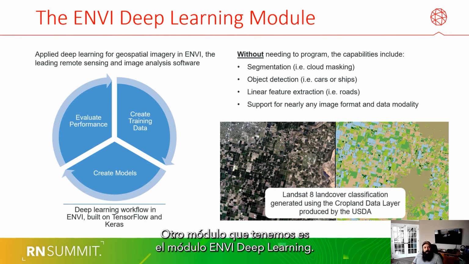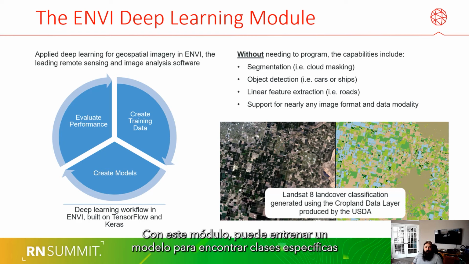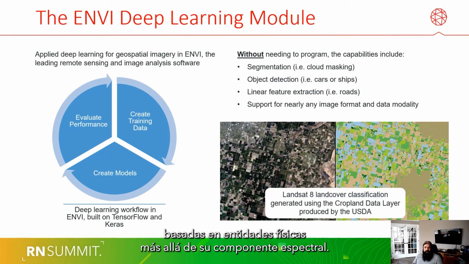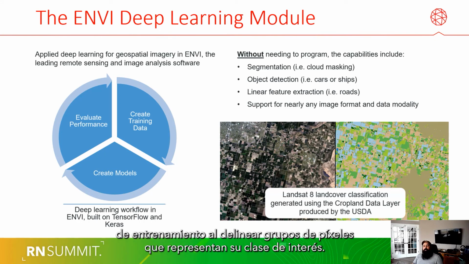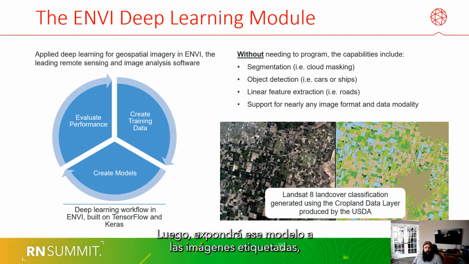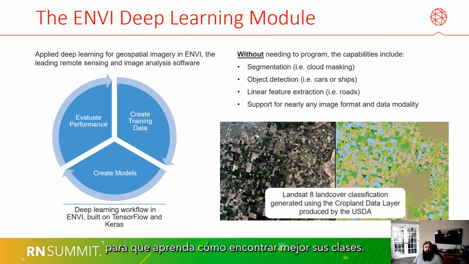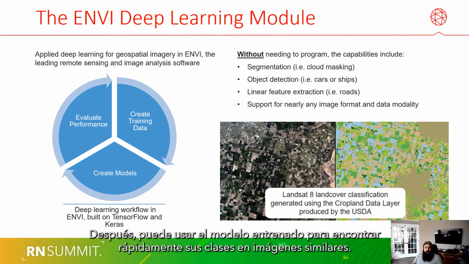So another module that we have is the ENVI Deep Learning module. It's relatively new to ENVI, and with this module you can train a model to find specific classes based on physical features, beyond just their spectral component. A deep learning workflow basically involves the generation of training labels by delineating groups of pixels that represent your class of interest. Then you would expose that model to the labeled imagery so that it learns how to best find your classes. You can then use the trained model to quickly find your classes in similar images.